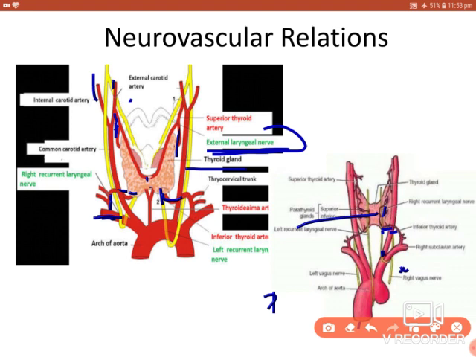To ligate the inferior thyroid artery, see, the inferior thyroid artery should be ligated away from the gland, to avoid injury to the recurrent laryngeal nerve. To avoid injury to the recurrent laryngeal nerve. These are the relations of the nerve and artery to the thyroid gland.